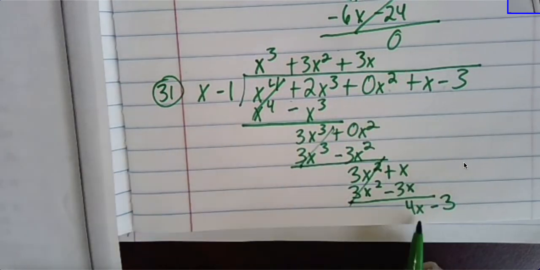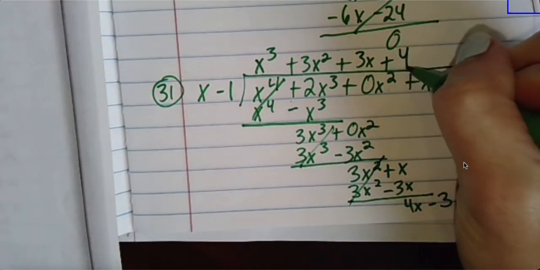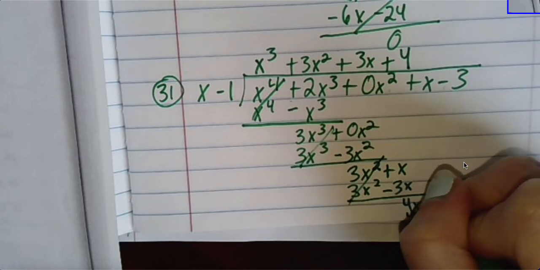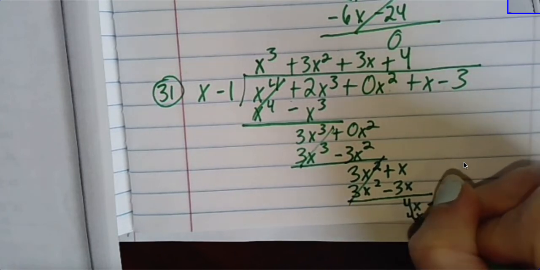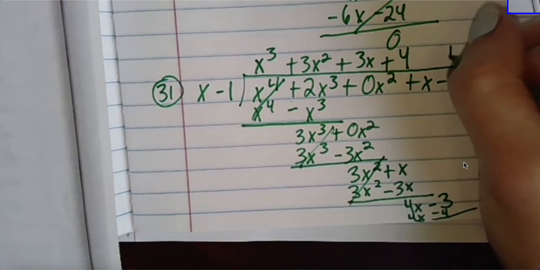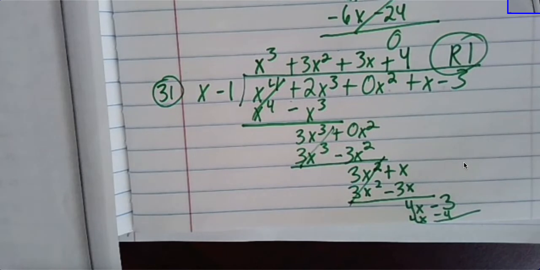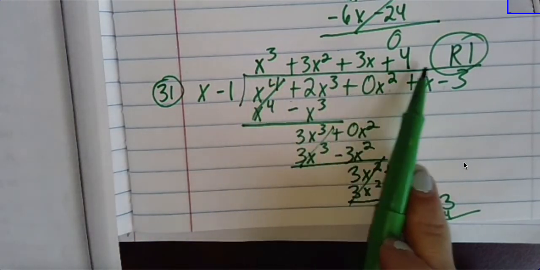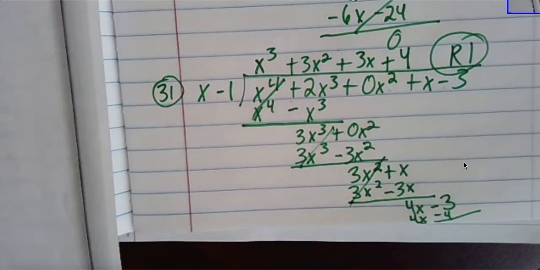What times x is 4x? A 4. So I would get 4x minus 4. And now be careful. What is negative 3 minus negative 4? Negative 1 or positive 1. We have a remainder of 1. So this is our whole answer. It would not be a factor if that's what it was asking.